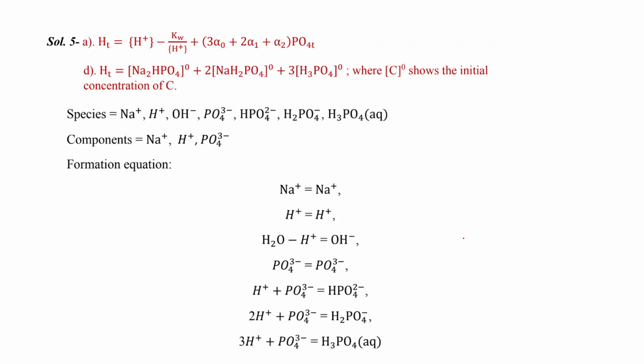So the solution is HT is equal to H plus minus OH, which can be written as Kw by H plus, 3 alpha 0, 2 alpha 1 plus alpha 2, PO4T. And HT is also equal to Na2HPO4 naught plus 2 NaH2PO4 naught plus 3 H3PO4 naught, where C naught shows the initial concentration of C, meaning the recipe species. So looking at these, what are the species that we have got?